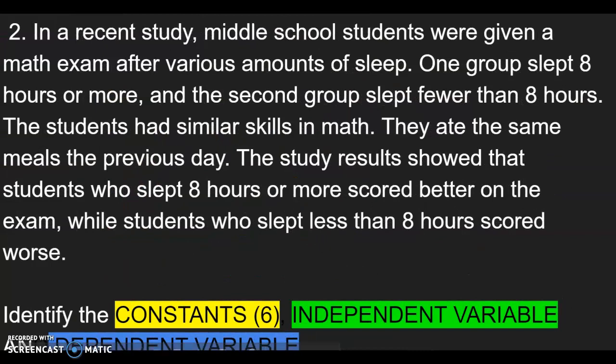Okay, we've got one more little practice here with your variables and constants. Number 2, in a recent study, middle school students were given a math exam after various amounts of sleep. One group slept 8 hours or more, and the second group slept fewer than 8 hours. The students had similar skills in math. They ate the same meals the previous day. The study results showed that students who slept 8 hours or more scored better on the exam, while students who slept less than 8 hours scored worse. So with the constants in yellow, independent variable green and dependent variable blue.